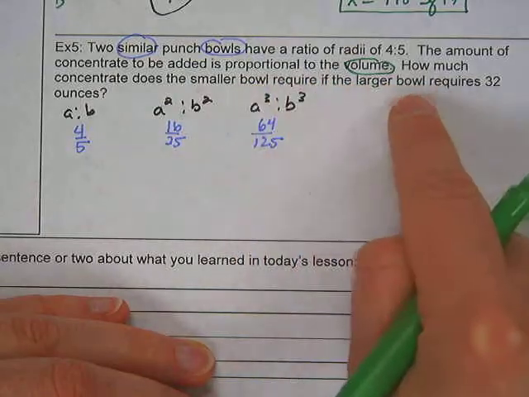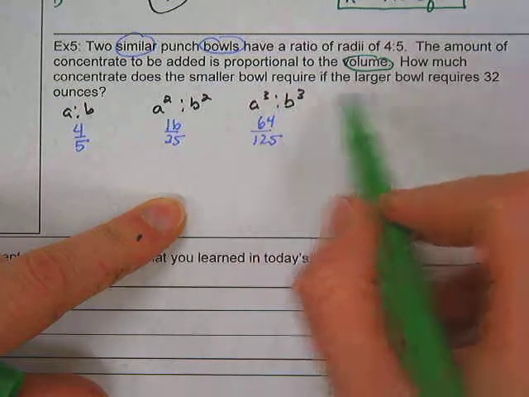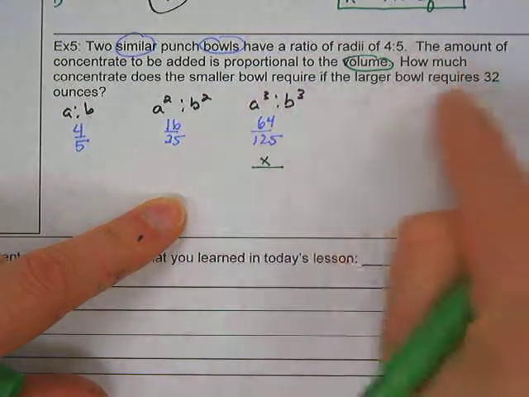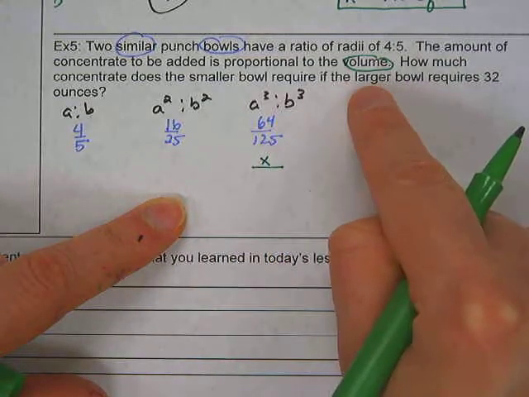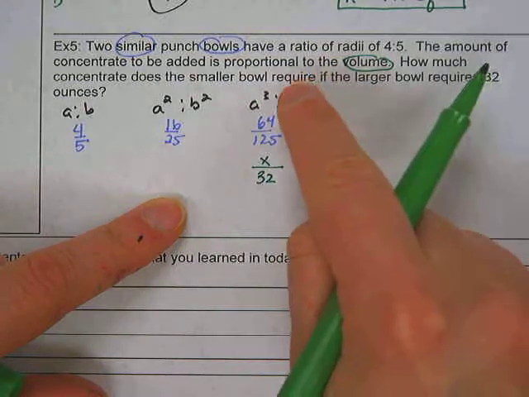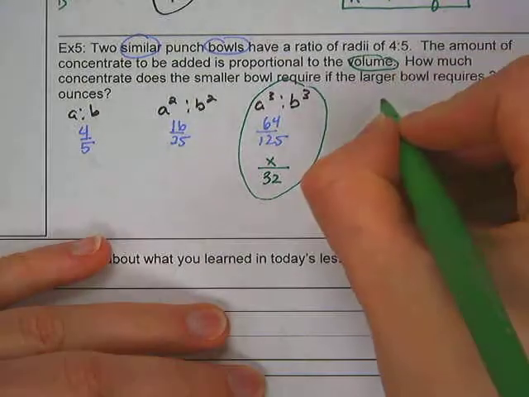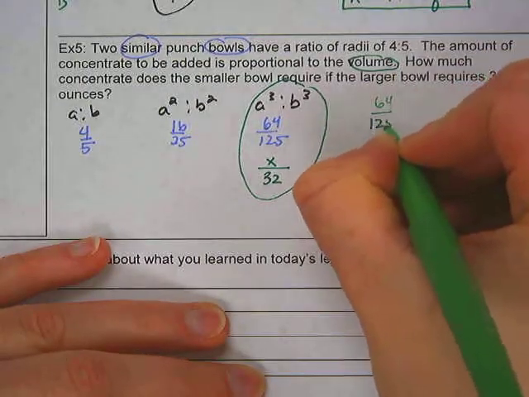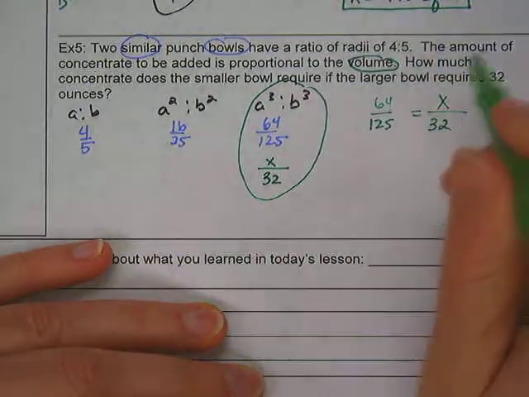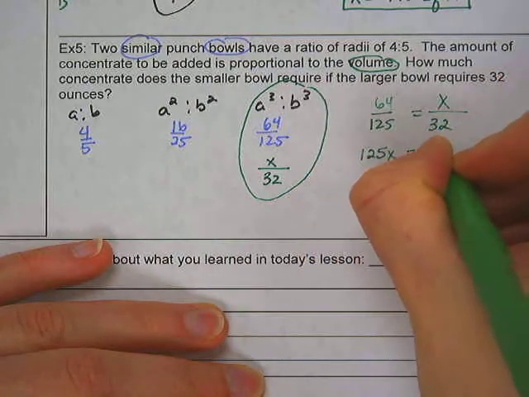So now looking at this, I'm going to read the second sentence again. The amount of concentrate to be added is proportional to the volume. So how much concentrate does the smaller bowl require if the larger bowl requires 32 ounces? Well, the smaller bowl requires some unknown amount. That goes on top because the smaller number's on top. The larger bowl requires 32 ounces, so that's going to go on the bottom. And again, it's all about the volume because it's proportional to the volume. So this is what I'm going to use to solve for x.